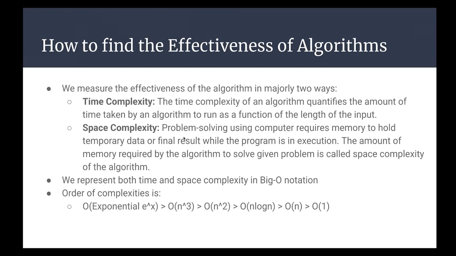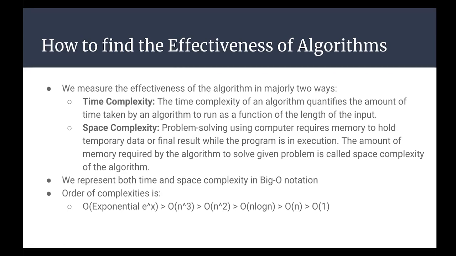And space complexity: solving a problem using the computer requires memory to hold the temporary data or the final result while the problem is in execution. You're given an input array of size n, so we are not considering that size. We are more interested in the temporary data that we are storing in the function or in the program that will be released later. The amount of memory required by the algorithm to solve the given problem is called the space complexity of the problem, right? We represent both the time complexity and the space complexity in big O notation, right?